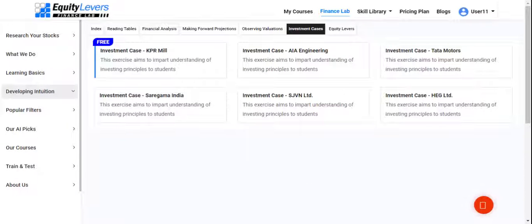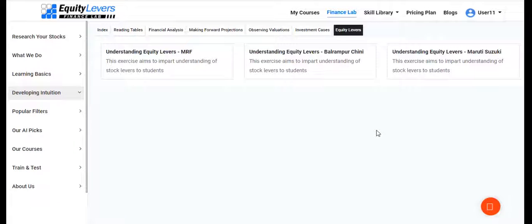Once you learn the process of analyzing the data and the company information, you can solve these unique investment cases. In our last segment, we will learn about understanding equity levers or key growth drivers for any particular company. In these games, we will analyze the news and assess its impact on the profitability of the company.